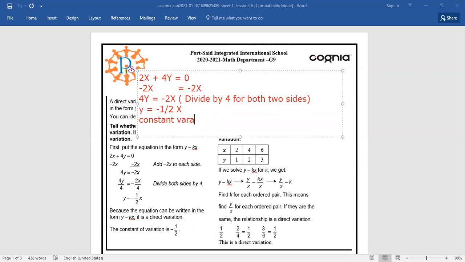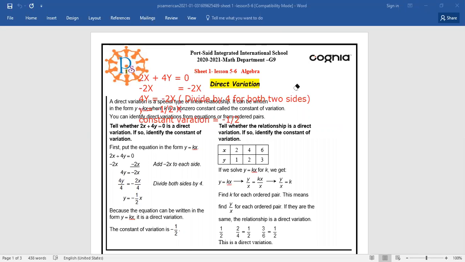Negative half. The constant of variation in this one will be equal to negative half. Okay, so this is the first type. If we want to decide whether this is a direct variation or not, we have to rewrite the equation. If we can write the equation in the form y equals kx, then this represents a direct variation. If we can't, then it's not a direct variation. Any question before we move to the second case? Understood?